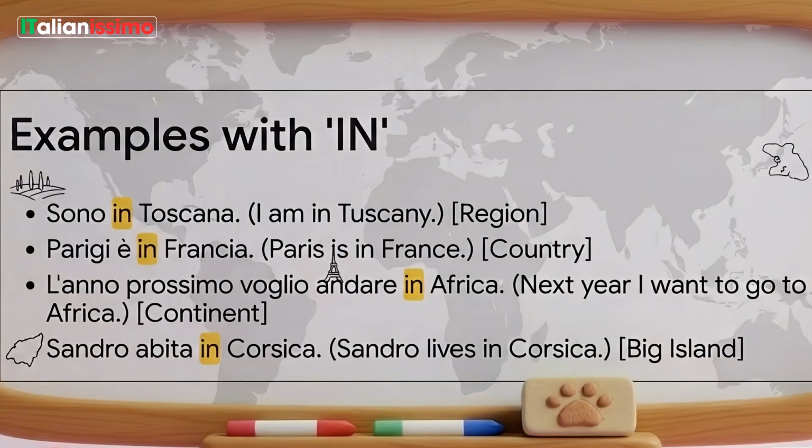So you'd be in Toscana, which is a big region. Paris is in Francia, a whole country. You'd go in Africa, a massive continent, and Corsica, a large island, also uses in. You see that pattern? It really is all about scale.